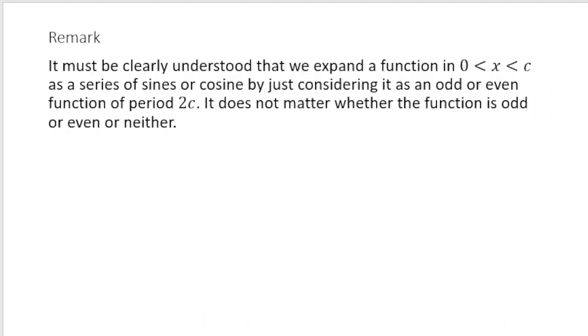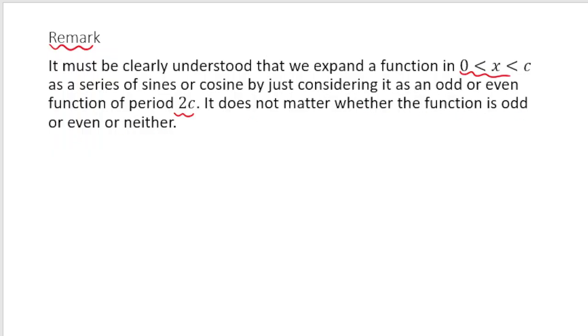But before I take the example, I want you to be clear about this important remark. It must be clearly understood that when we expand the function in 0 to c as a series of sine or cosine by just considering it as an odd or even function of period 2 pi, it does not matter whether the function is odd or even or neither.